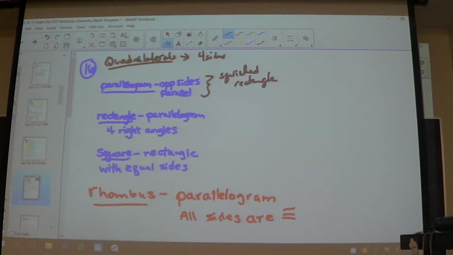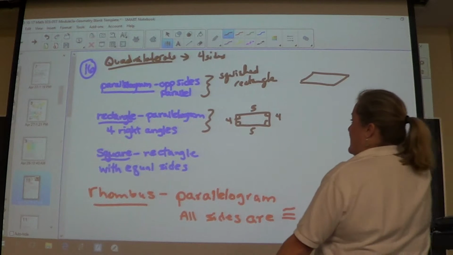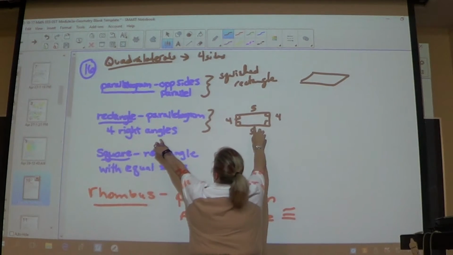So if you take a rectangle and you sit on it. So we should all know what a rectangle is. A rectangle is when the top and the bottom are equal, and the left and the right are equal, and it has right angles. That's a rectangle.